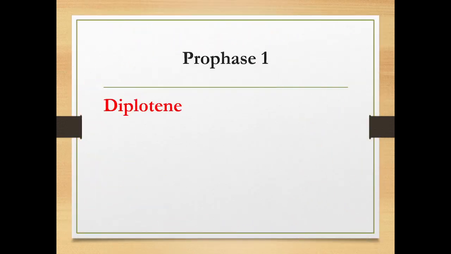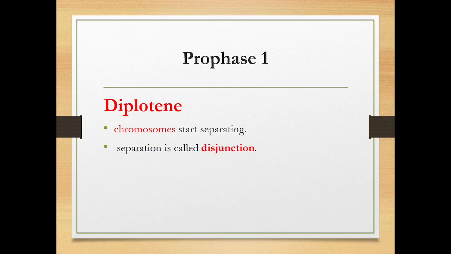Furthermore, if we go there, we can now look at diplotene. In diplotene, the chromosomes start to separate, and the separation is called disjunction. I'm very interested in this stage, because during this stage is where some complications come in. We have Down syndrome. We have many other diseases that are a result of genetic disjunction at this particular point.